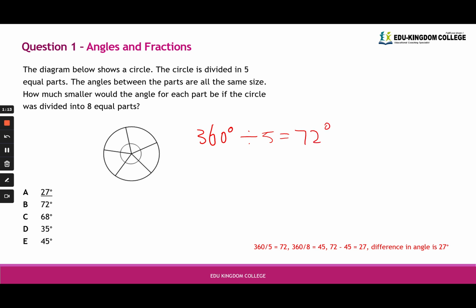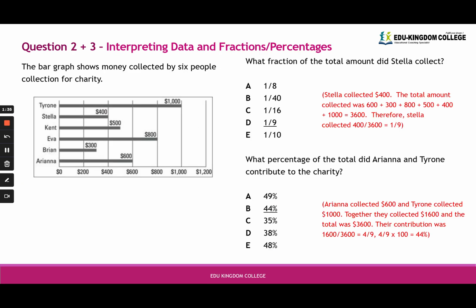Now it says, what happens if we divide our circle into 8 parts, right? So we do the same thing. We do 360 degrees divided by 8, and that will give us 45 degrees. Then we just take the 72 minus the 45, and that will give us 27 degrees. And so that means the final difference is 27 degrees, okay? So the answer to that question is A.